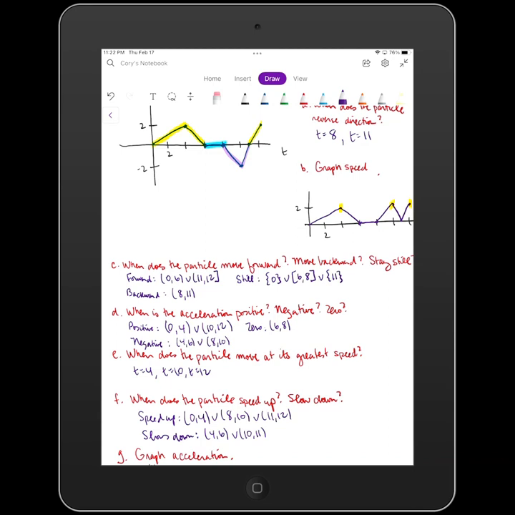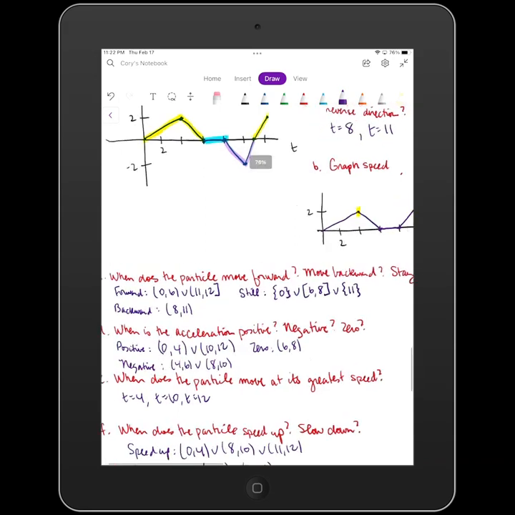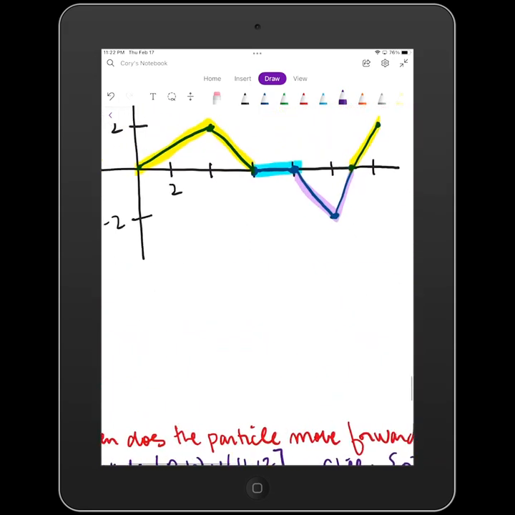Okay, so that's the best way for you to interpret speeding up and slowing down. But I'm going to give you another way that you can check to make sure that you've done this properly. So a quick way for you to check speeding up or slowing down is if your graph is moving away from the t-axis, that means that your particle is speeding up. If the graph is moving toward the t-axis, that means that the particle is slowing down. So I'm going to erase what I highlighted here really quick.